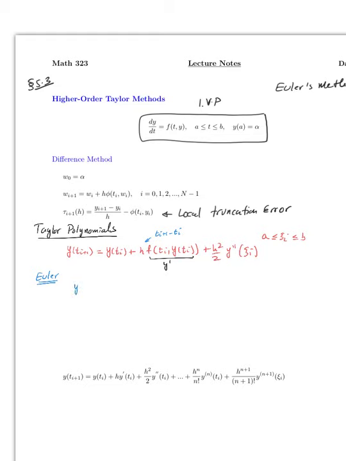We have y of ti plus 1 was equal to y of ti plus h f of ti, y of ti. That was the method, and this was the local truncation error.